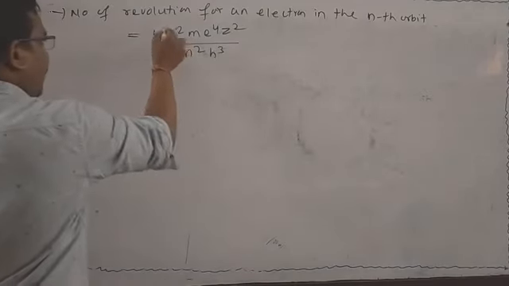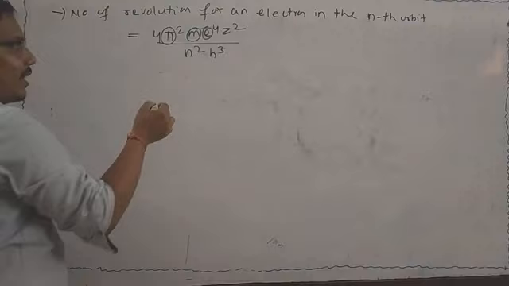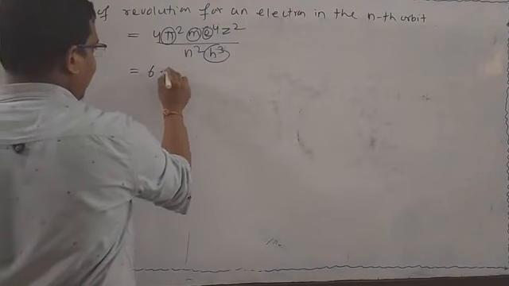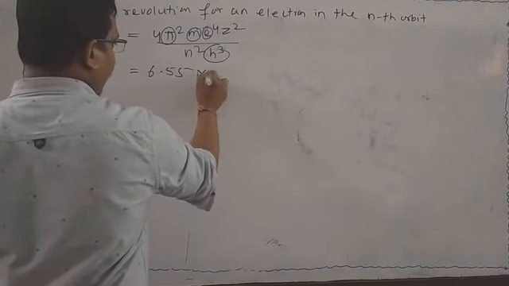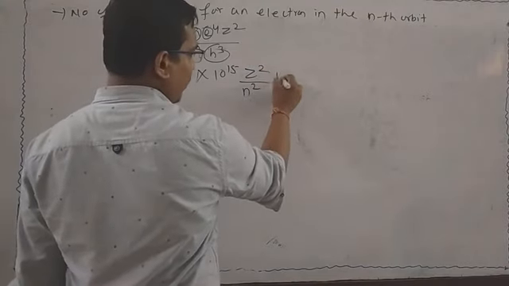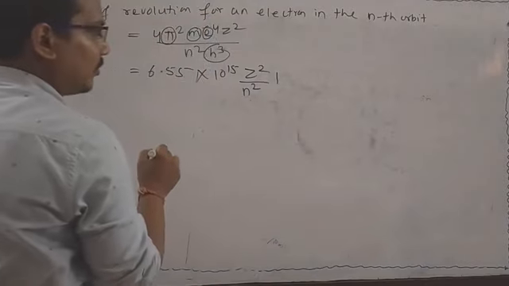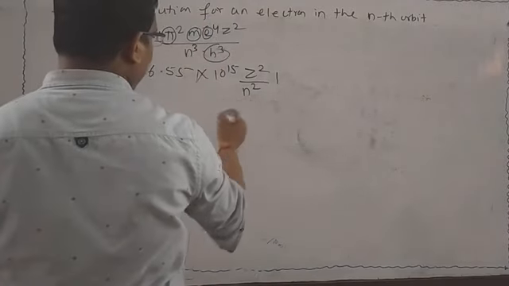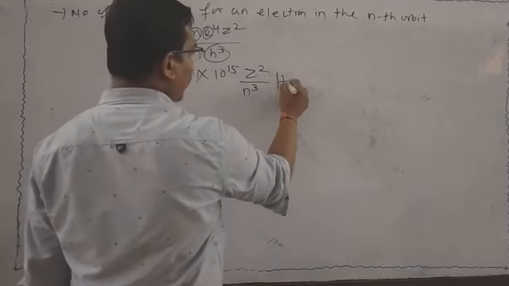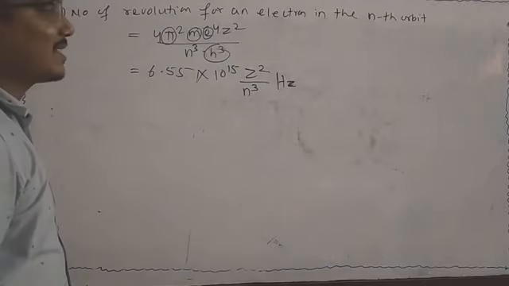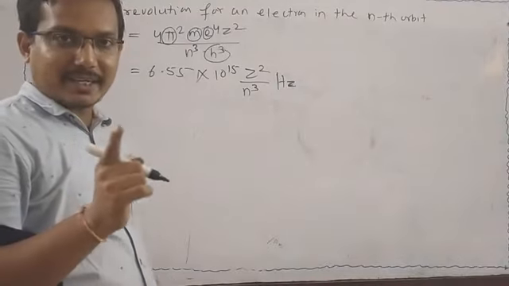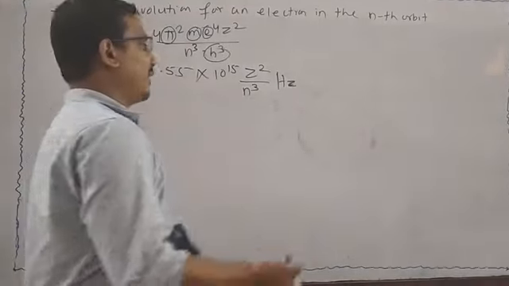By putting the values of pi, m, e, and h, you can find a simple representation. That is 6.55 into 10 to the power 15 Z square by n square. Sorry, that is n cube, not n square, that is n cube. Z square by n cube hertz. Hertz means 1 cycle per second. For 1 second, how many cycles will be completed?